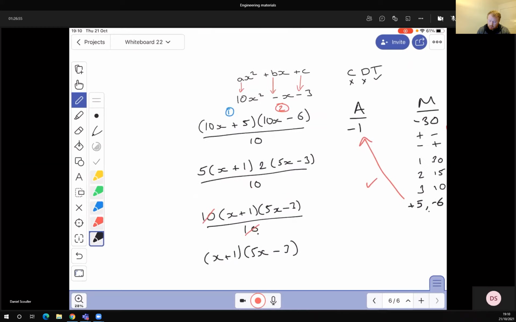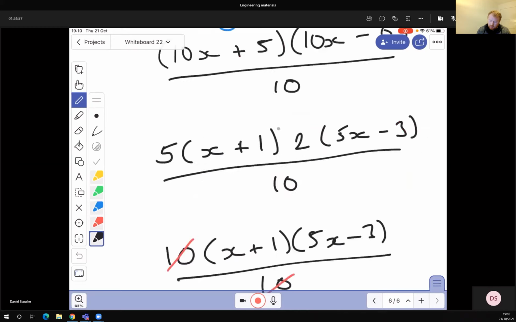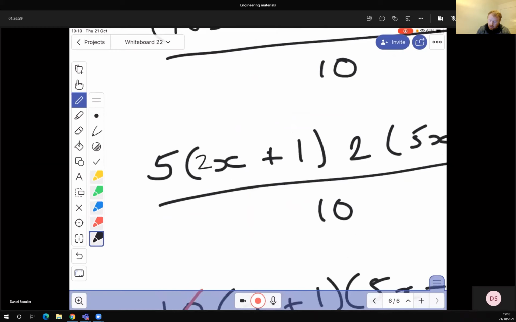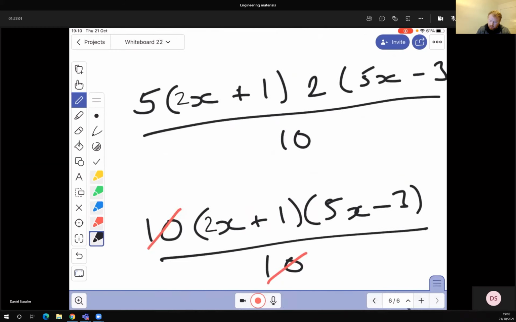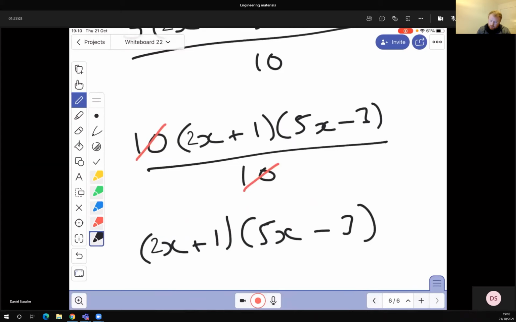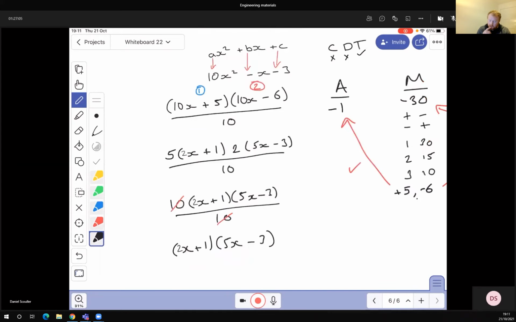Oops. Hold on there. I'm missing a 2. Sorry guys. There's a 2 in there, then I took out the common factor. See how easy it is? It's easily done. Be very careful.